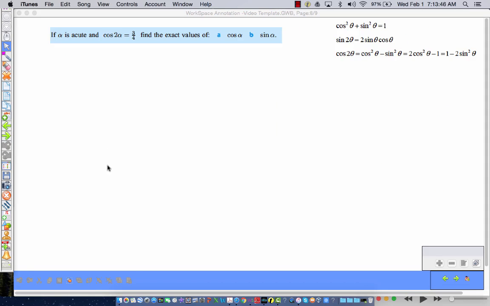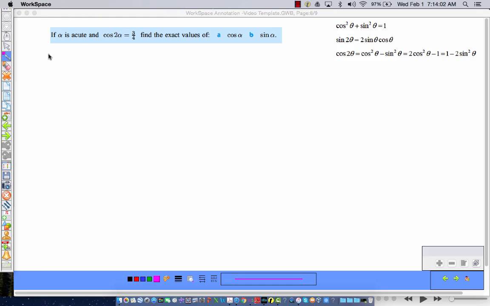All right, just a couple of examples here. If alpha is acute and cosine 2 alpha is equal to 3/4, find the exact values of cosine alpha and sine alpha. Let's get to it, all right?